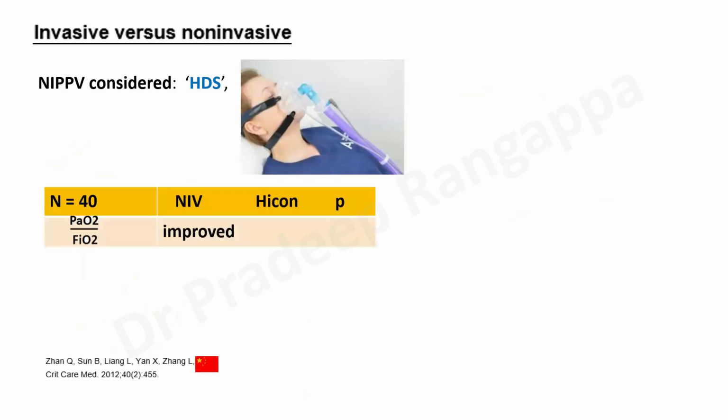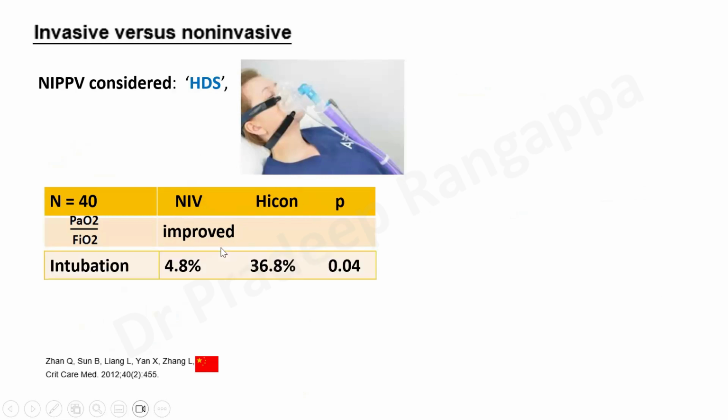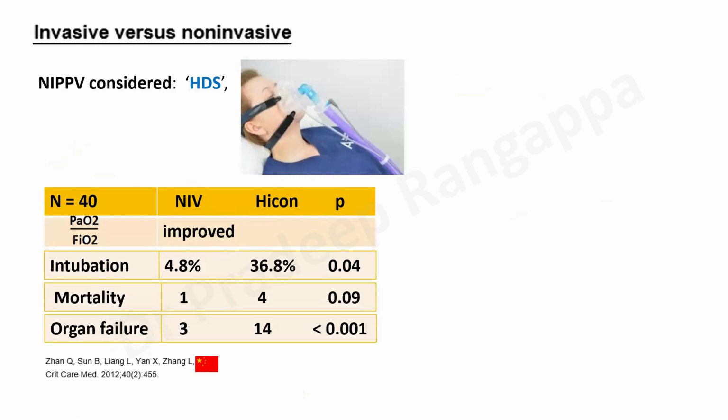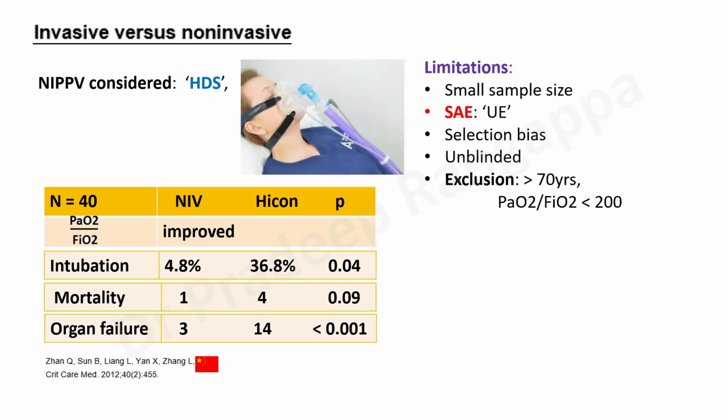This study is a small study that came from China in 2012, with 40 patients. They compared NIV and HICON, and they found that in NIV patients, PaO2 and FiO2 significantly improved, and the intubation rate was significantly less, 4.8% as compared to 36.8% in those getting HICON. Even mortality was less, and even organ failure was significantly less in the group that got NIV. So this was a small Chinese trial that came in 2012.